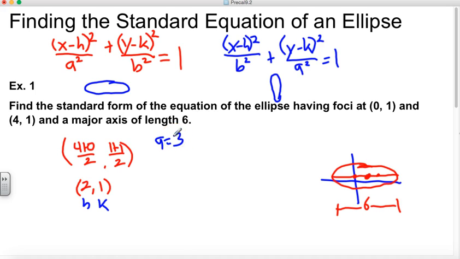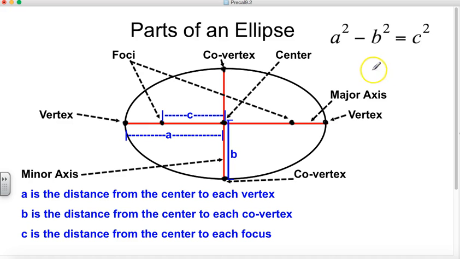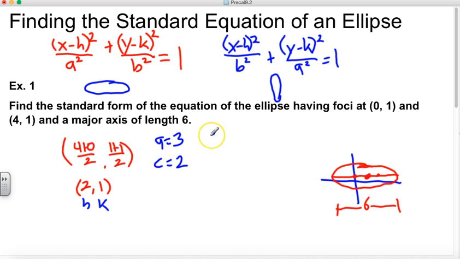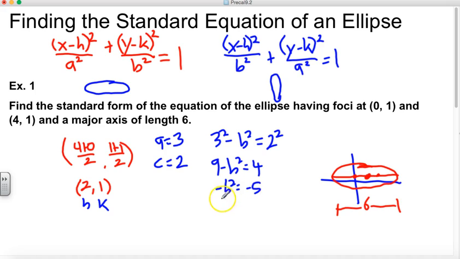Remember, C is the distance from the center to the foci. So C is going to be the distance from 2, 1 to 4, 1, or from 2, 1 to 0, 1. So that's obviously 2 units. All right, now we're going to use our formula that's like the Pythagorean theorem, only it's minus, to figure out what B is. So A squared is 3 squared, minus B squared equals C squared, which is 2 squared. So that's 9 minus B squared equals 4. So subtract the 9: negative B squared equals negative 5. And then divide by negative 1, so B squared equals 5.